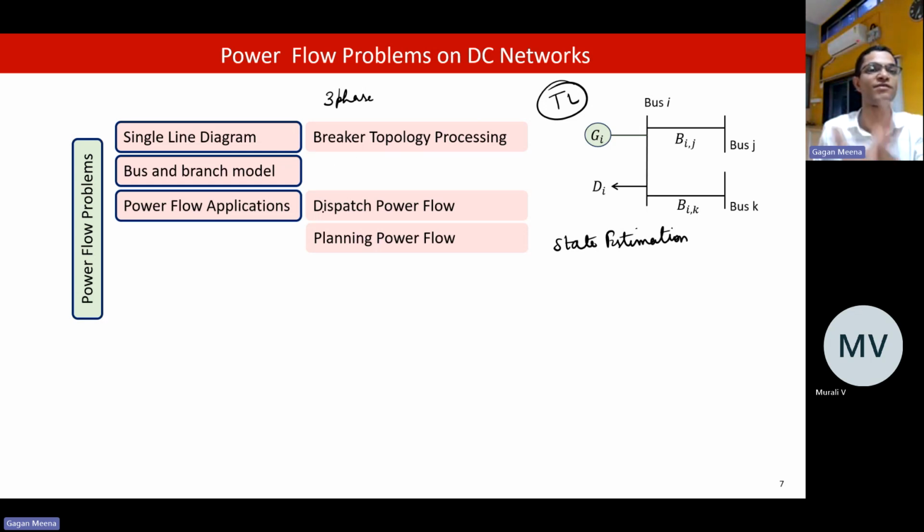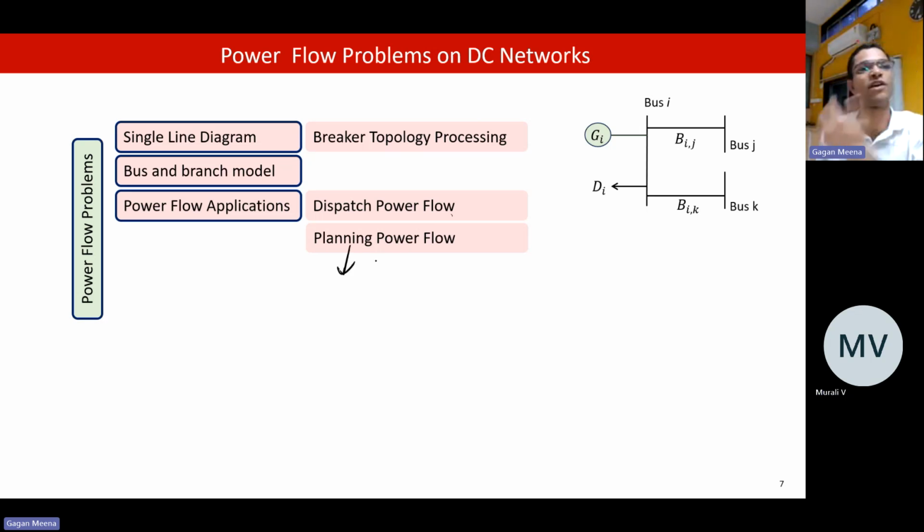Then we discuss power flow applications. These are the two broad classifications: dispatch power flow and planning power flow. In planning, we use these power flow equations. The equations we have for DC power flow: P is equal to B into delta. This is the power balance equation, the equality constraint. Then we have inequality constraints.